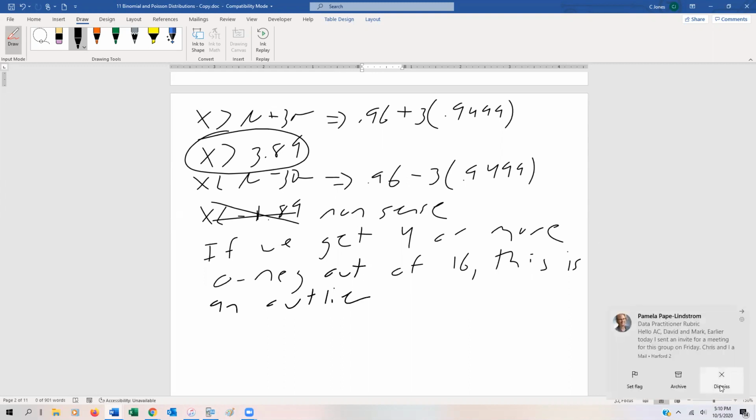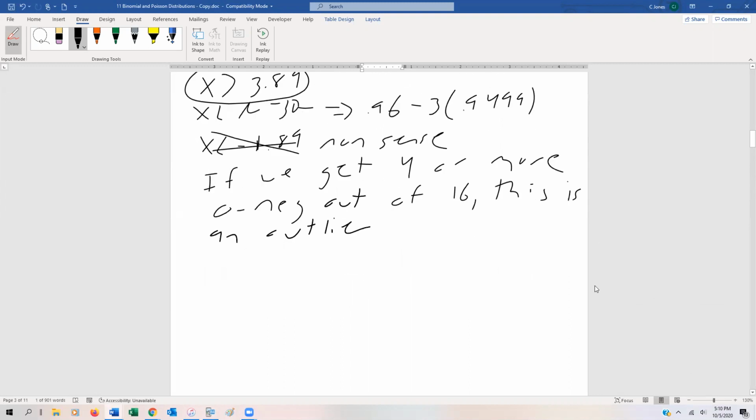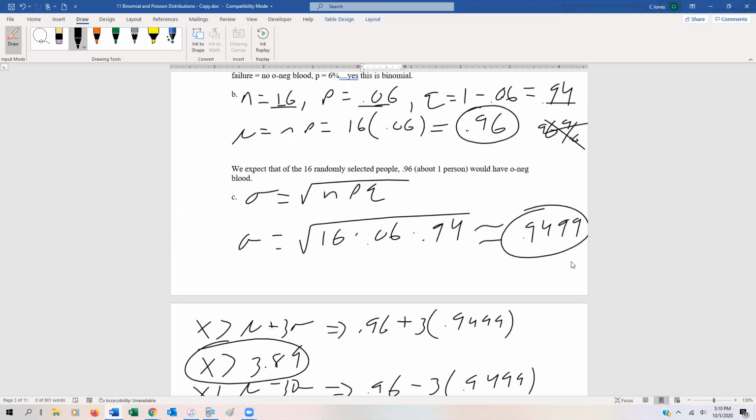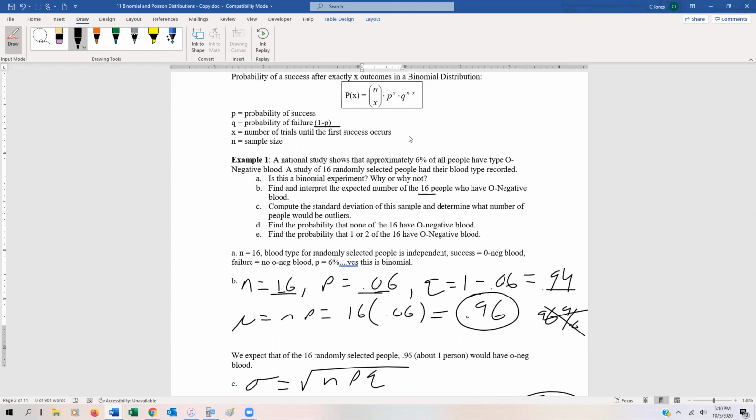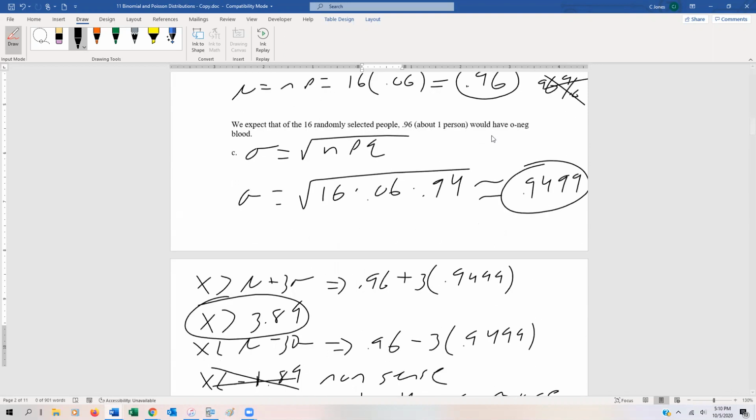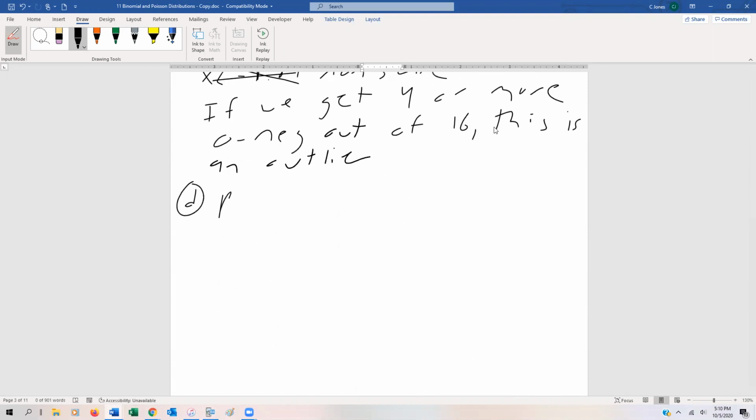All right. So finally, we're going to start computing some of the probabilities. So for letter D, we have to go all the way back, find the probability that none of the 16 have O negative blood. So this is our formula. We're going to hold on to that formula. Let's just copy it down here. So we have P of x is equal to n combination x, p to the x, q to the n minus x.